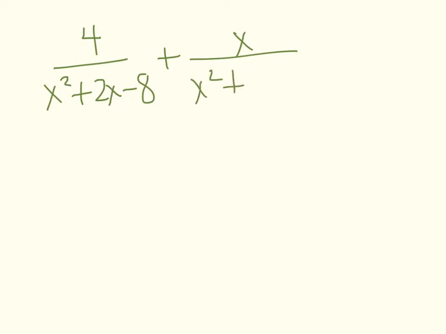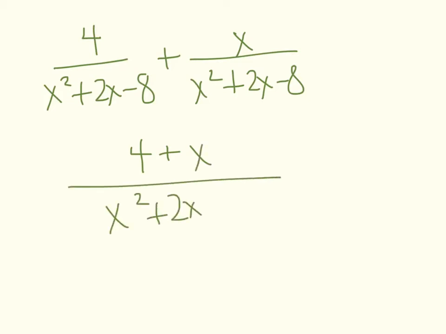For your second example, I want to go ahead and look at something a little bit more complicated. So let's go ahead and look at 4 over x squared plus 2x minus 8 plus x over x squared plus 2x minus 8. Now once again, these both have a common denominator already. We're going to work on getting a common denominator in a minute. So we skip step 1, we go to step 2, which says go ahead and just add those numerators. So 4 plus x is just 4 plus x. And then carry over that common denominator. Remember, it doesn't change.